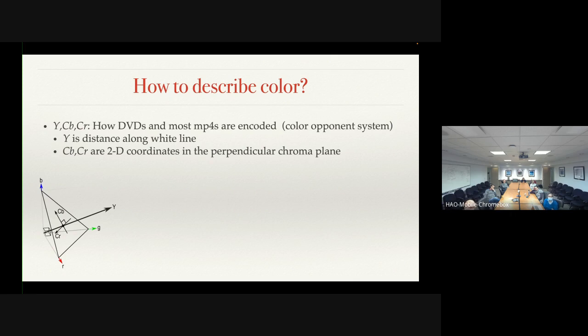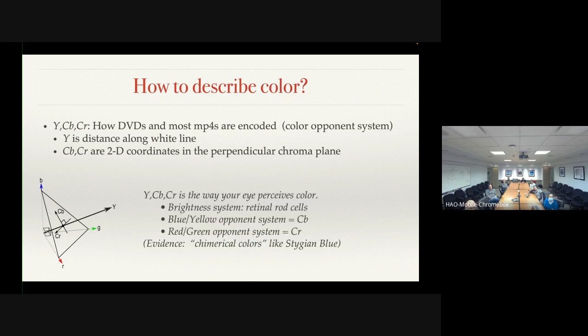You can see this is an orthogonal coordinate system that just happens to be at an angle to the RGB system. This turns out to be how your eye represents color. There are some experiments you can do, which I won't go into here. If you Google chimerical colors or Stygian blue, you can actually do little biological experiments on your own eye and see colors you've never seen before. It's really neat. But that is the way we perceive color. We have a yellow versus blue opponent system and a red versus green opponent system. So we have one unsigned value and two signed values. Should look familiar now.